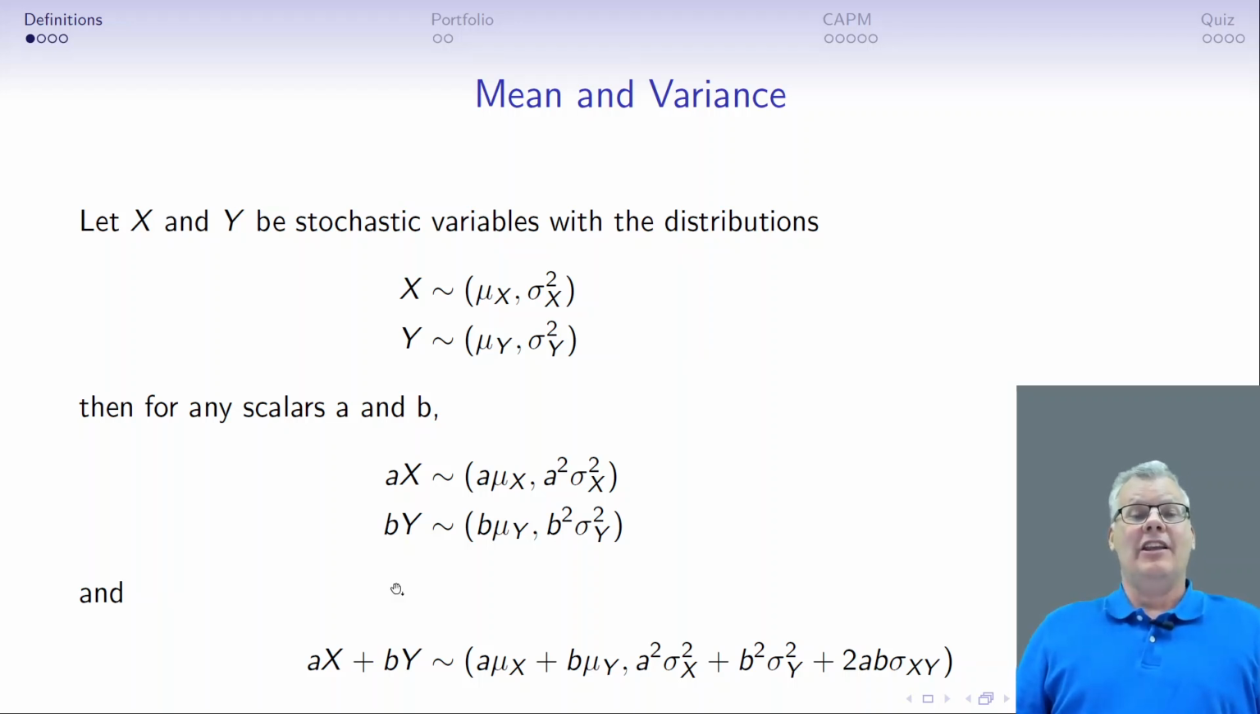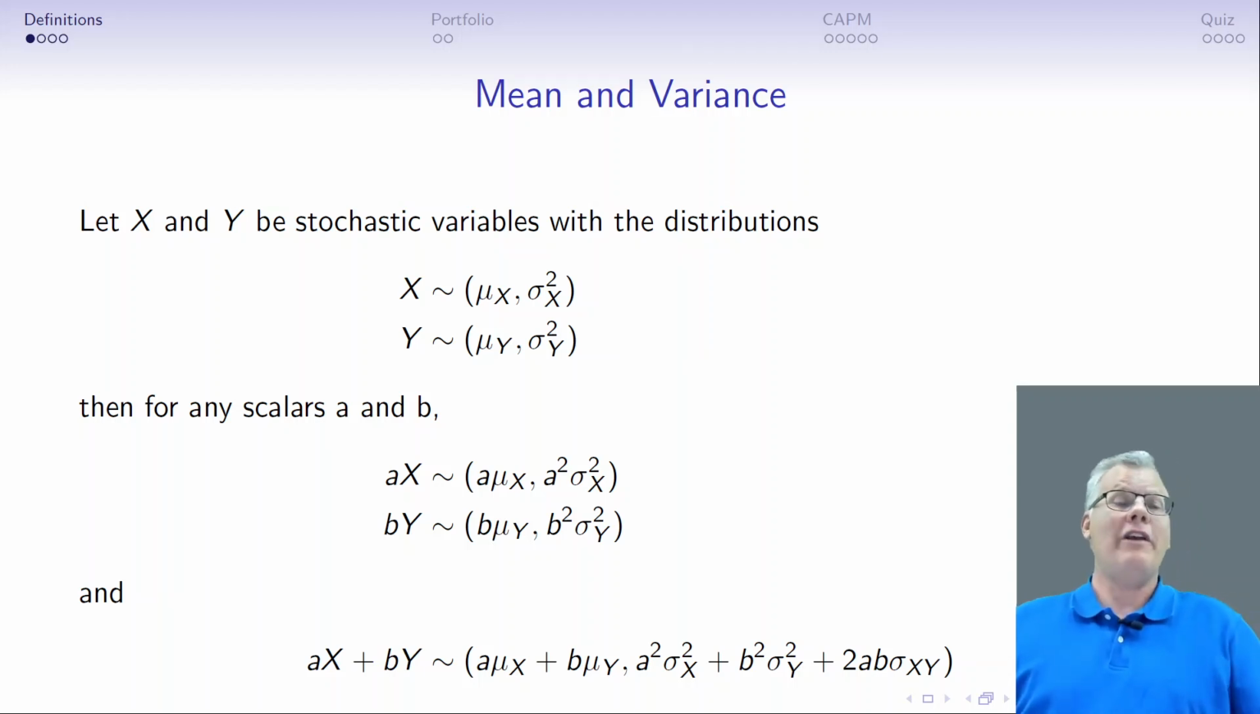So let x and y be stochastic variables with the following distributions. The little squiggly sign means "distributed." So x is distributed with a mean mu of x and a variance sigma squared x, and y will be distributed with a mean mu of y and a variance of sigma squared y. Then we can say for any scalars, meaning a non-stochastic number, 50, 5, 0.5.